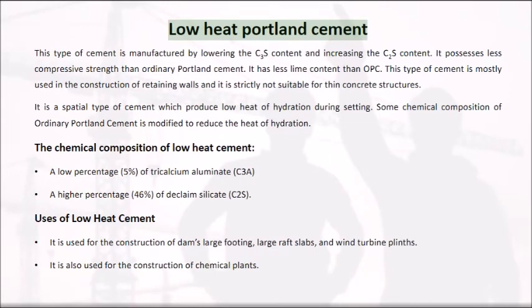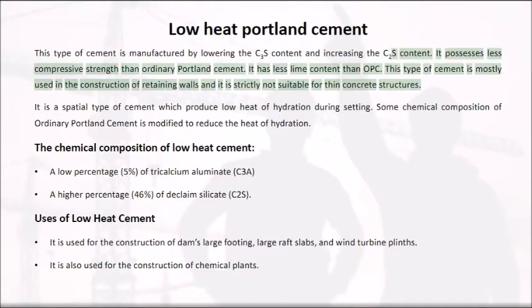Low heat Portland cement. This type of cement is manufactured by lowering the C3A content and increasing the C2S content. It possesses less compressive strength than ordinary Portland cement. It has less lime content than OPC.